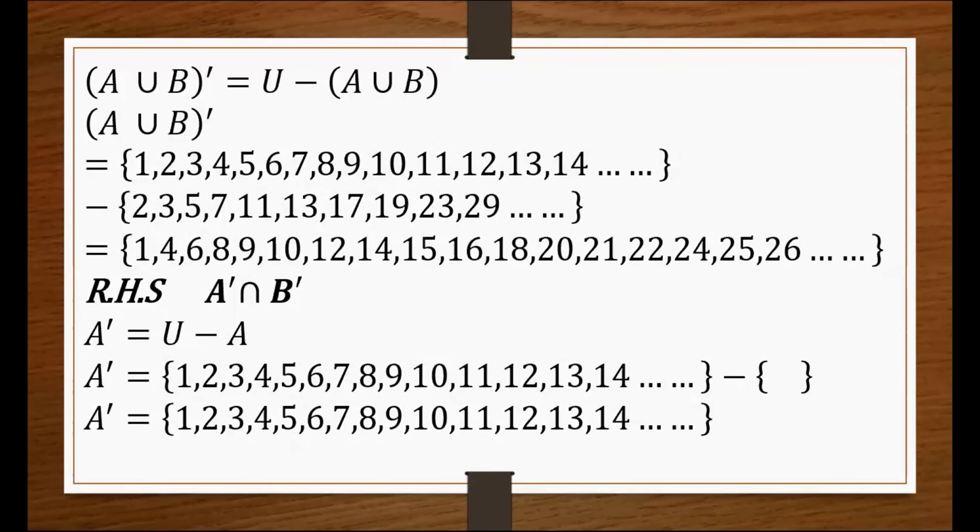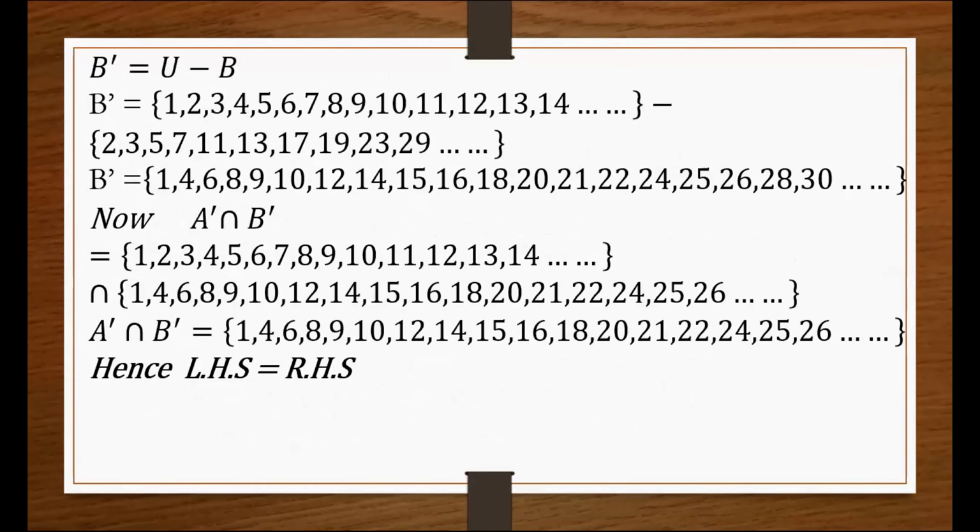Now we will take B complement. It's again U minus B, meaning the universal set minus B. We have the universal set U equal to the natural numbers minus set B, which is the prime numbers. When we subtract, we will have the answer 1, 4, 6, 8, 9, 10, and so on. Now we have the answers for A complement and B complement. Now we will take the intersection of A complement and B complement. When we take its intersection, the answer will be 1, 4, 6, 8, 9, 10.